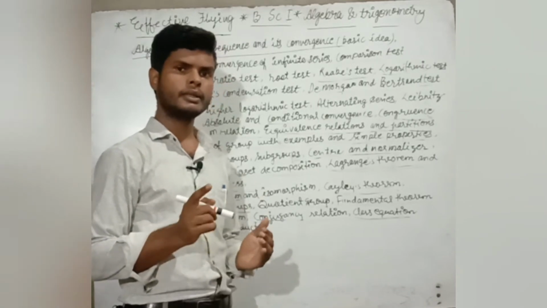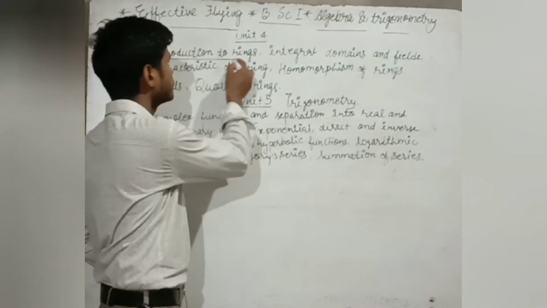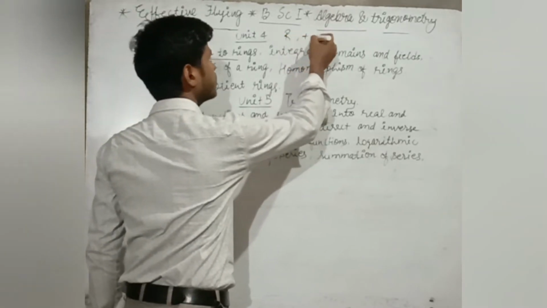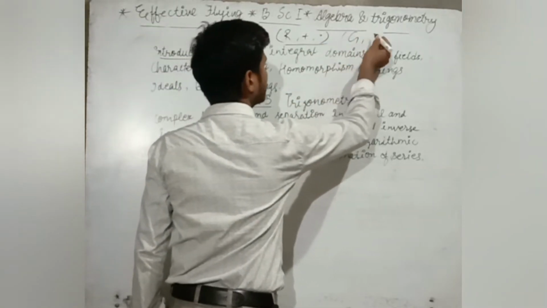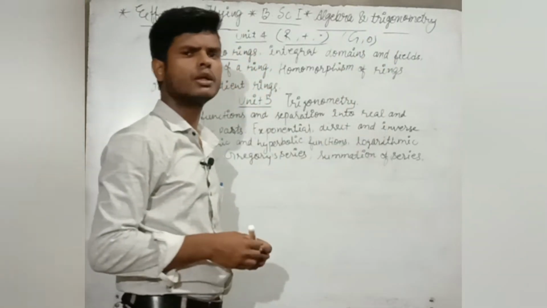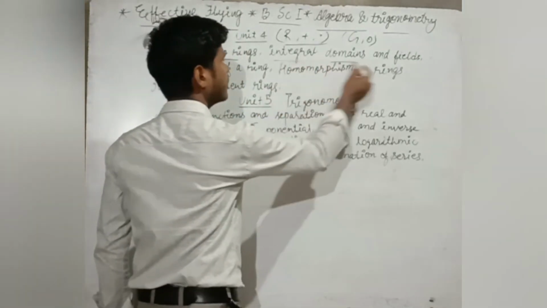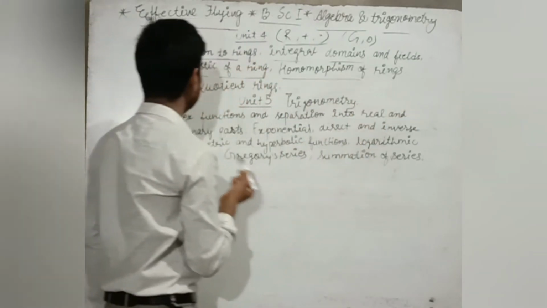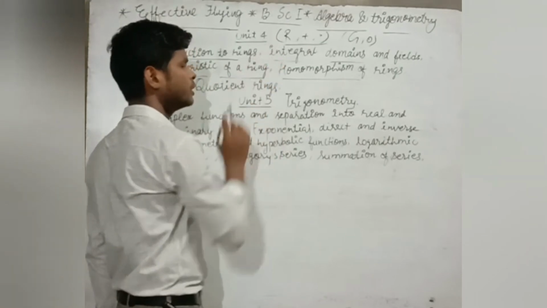After that, we will discuss introduction to rings, which is related to two binary operations, suppose plus and multiplication. This is the ring, and in group there is only one binary operation, G omicron, it may be addition, subtraction, multiplication or division. And also integral domain and fields, characteristic of ring, homomorphism of ring, ideals, quotient rings. These are the topics related to unit 4.